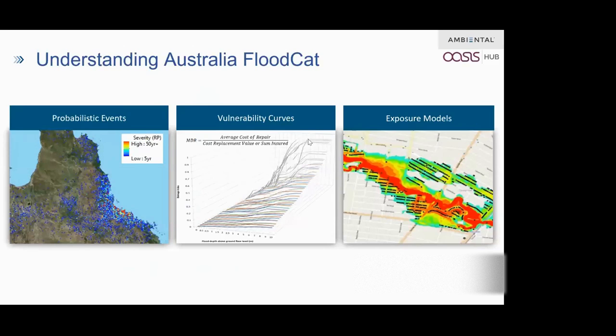Right, so we talked about what a CAT model is, which was more technical, and then we talked about what the Australia CAT model, Ambiental's Flood CAT, looks like. But this is more of a pictorial representation of how an event looks, because for the non-CAT modelers, I just wanted to give you a feel of how an event looks.